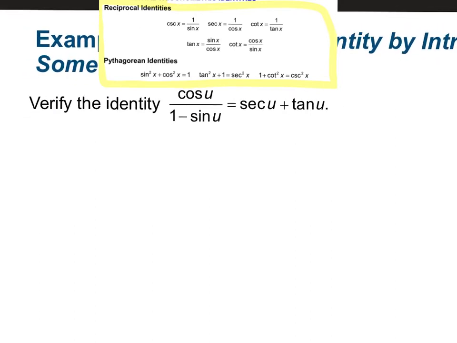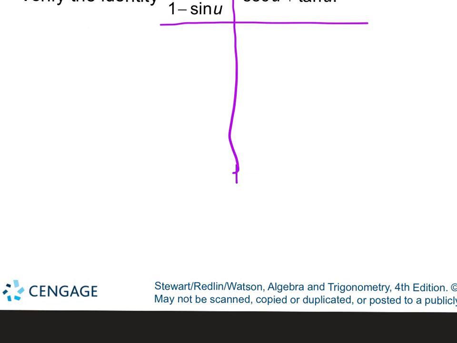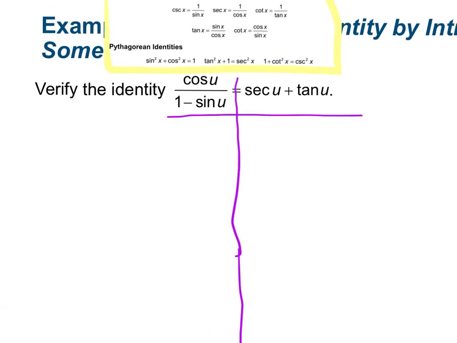All right, so put your identities. And now I'm going to say, okay, we're going to do a two-column proof. Which side looks the worst? Equally awful? I think the left side looks the worst because it has a division. It's got a fraction.